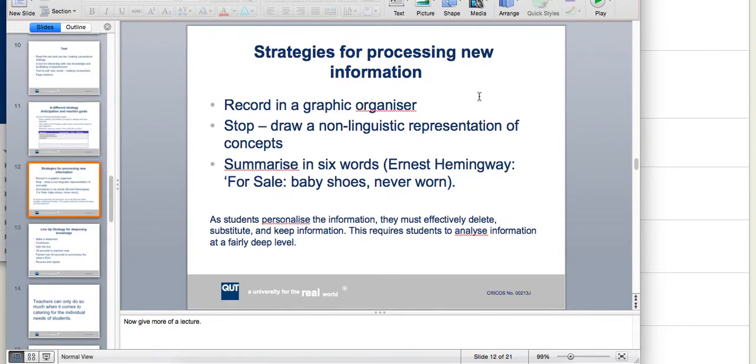A third one, actually there's a couple on here. You could record what students have read in a graphic organizer. So that's sort of like a note-taking strategy.